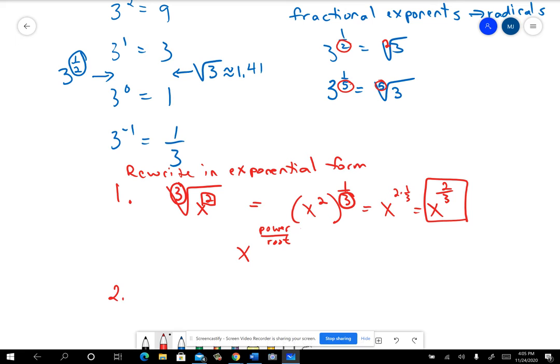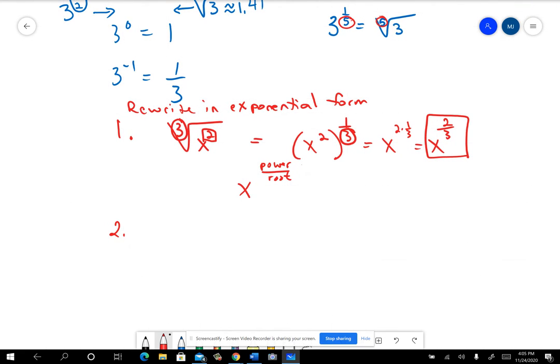I'm really wanting you to recognize that the notation for square root, cube root, and all of that really is like an exponent. You could rewrite it as exponents. Then number 2 goes in the reverse direction. It gives you negative 216 raised to the 4/3, and it says two things: rewrite in radical form and simplify.